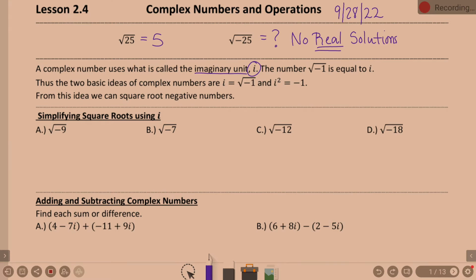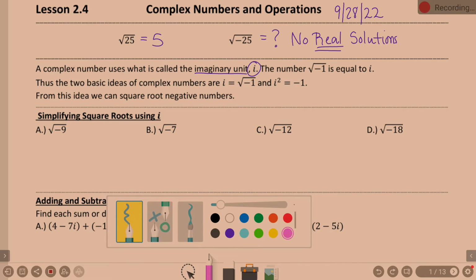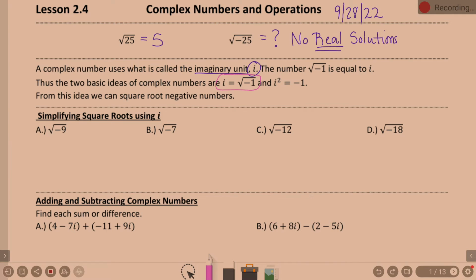Two basic ideas you need to be familiar with. And those are the fact that i is equal to the square root of negative 1. That is the value of i. And when you square i, you get the number negative 1. If I take i and square it, what happens when you square a square root? When we square the square root of negative 1, we get negative 1. So those are the two big pieces of information you have to walk out of here knowing today. The square root of negative 1 is i, and thus i squared is negative 1.